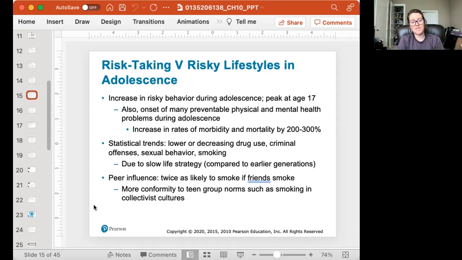And there's more conformity to teen group norms like smoking in collectivist cultures, which, a collectivist culture versus an individualistic culture. So an individualistic culture is one that is very based on the individual and the one person being important, who am I, versus that collectivist culture is the group is important, the social group is important, right?